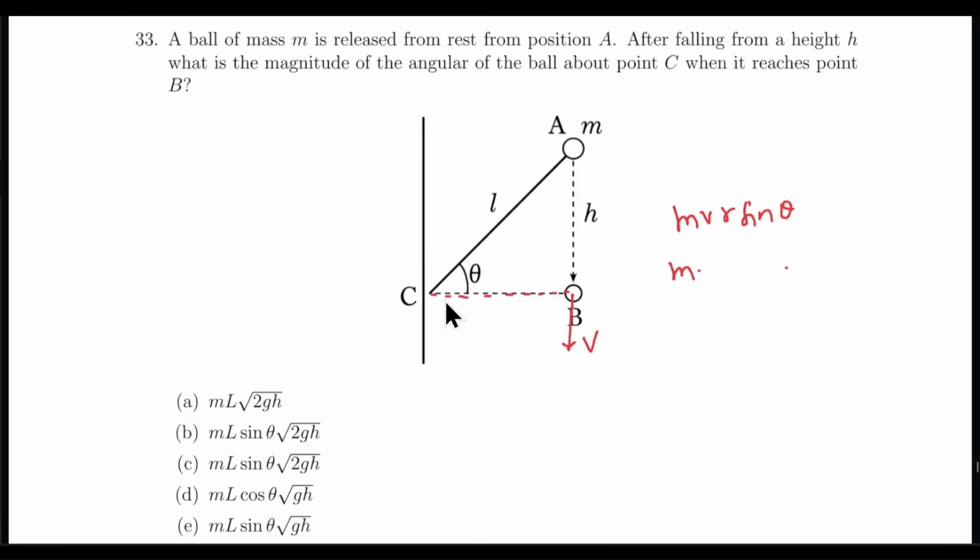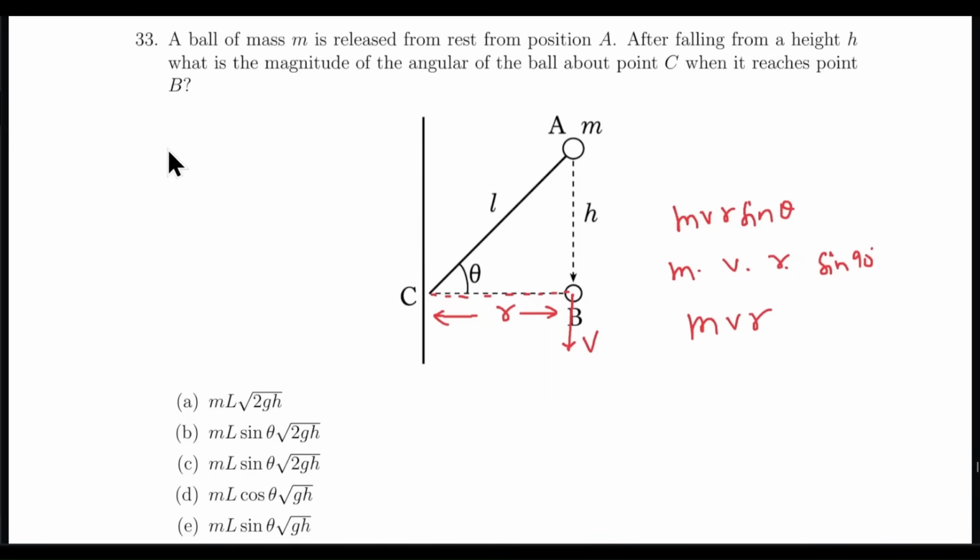R is obviously this distance. Oh, I also have to find this, which should not be a problem because that's just trigonometry. And theta is just 90 degrees. So that's just 90 degrees over here. So it will be mvr. Okay, let's find both of these one by one.